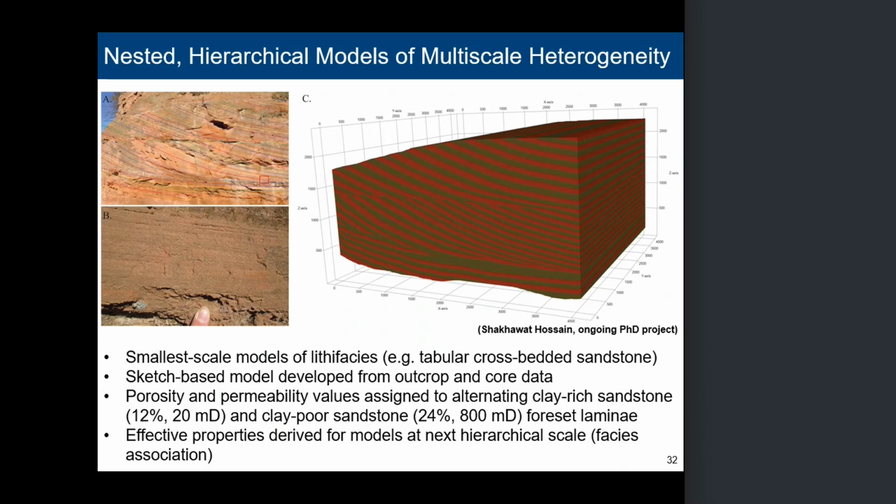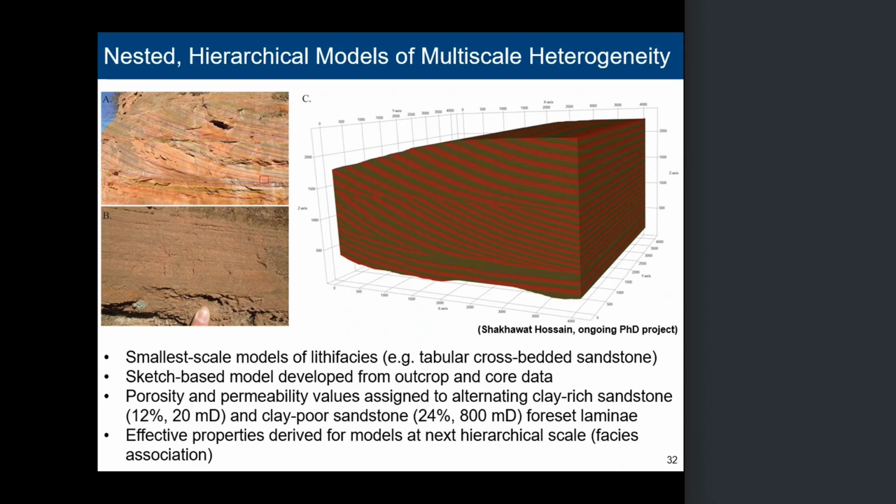In this case, this is a roughly simple geometry in the third dimension. It's just tabular cross bedding. So we sketch on the front face and just project backwards. And you can see the different values of porosity and permeability assigned to these clay-poor and clay-rich sandstone laminae. And we can use this model to derive effective properties, KV, KH, KX, at this scale that we can then put into larger scale models. And these models are relatively quick to build.